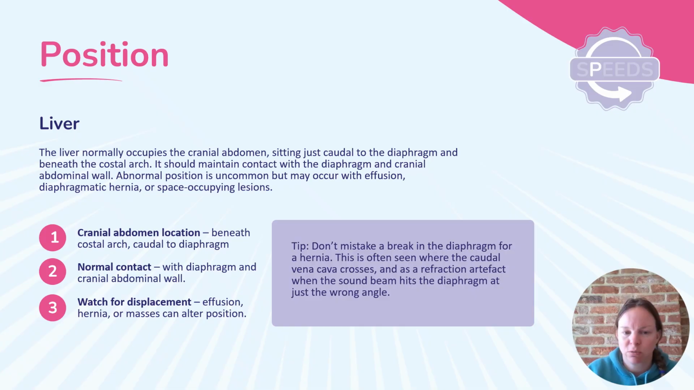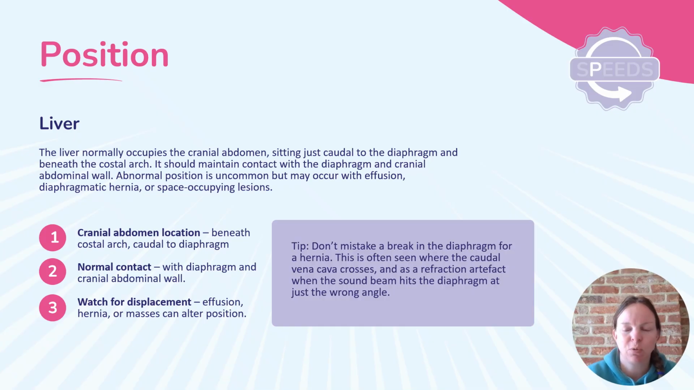It should maintain contact with the diaphragm, so there shouldn't be anything between them, such as ascites. There shouldn't be anything pushing it caudally, and if we are thinking about diaphragmatic hernias, then it shouldn't be moved cranially either. So abnormal position is not particularly common, but might occur with effusion, diaphragmatic hernia, or space-occupying lesions. So we're expecting liver in the cranial abdomen, beneath the costal arch, caudal to the diaphragm, with normal contact with the diaphragm and the cranial abdominal wall, and we're watching for displacement.